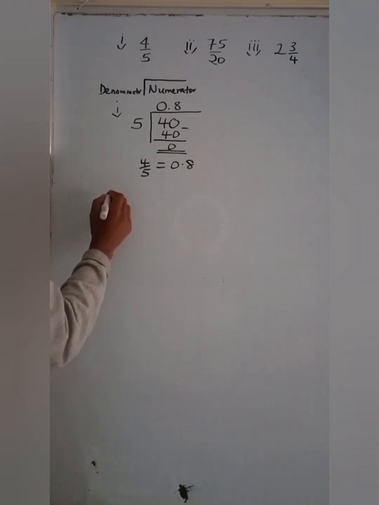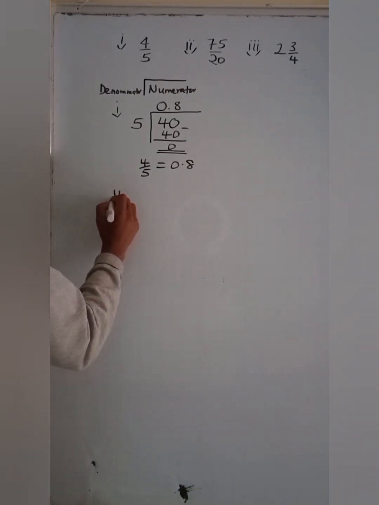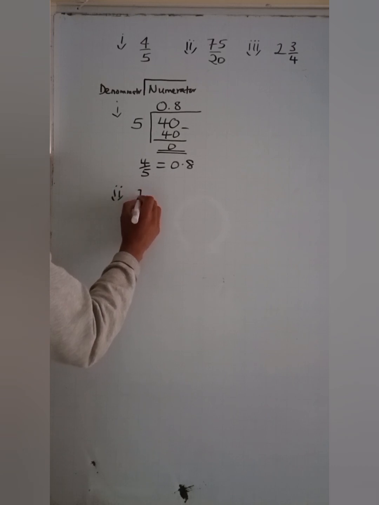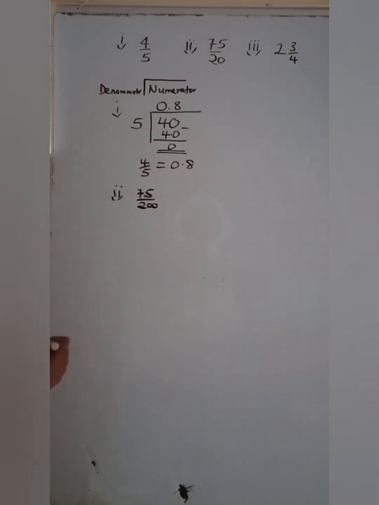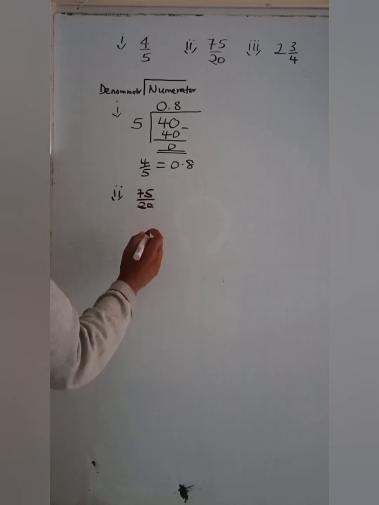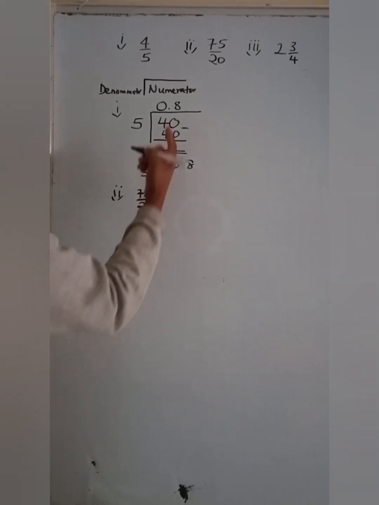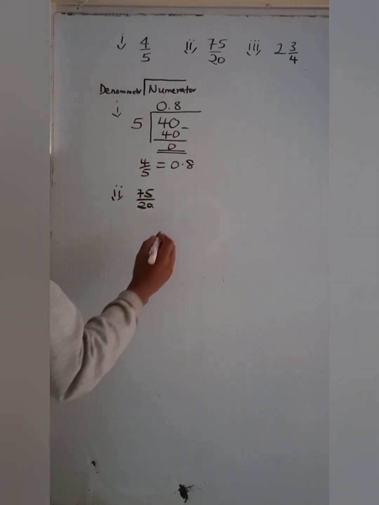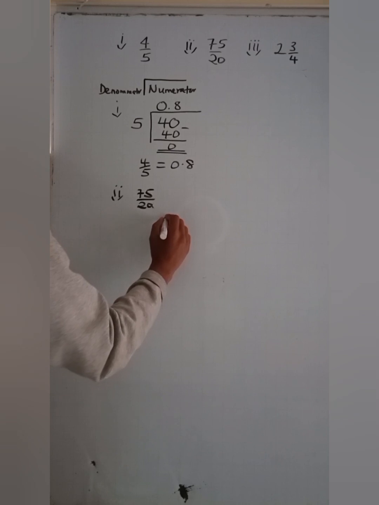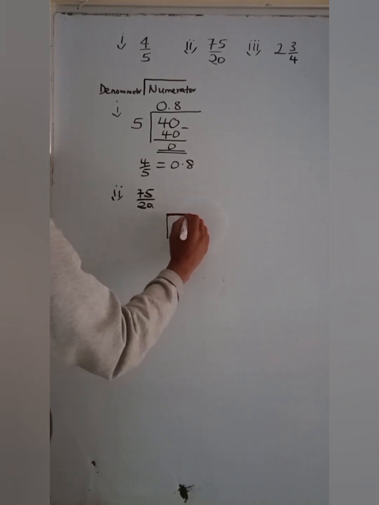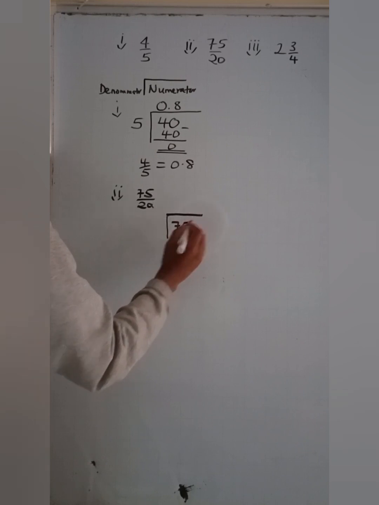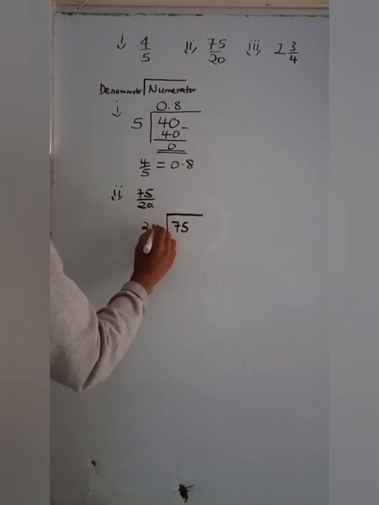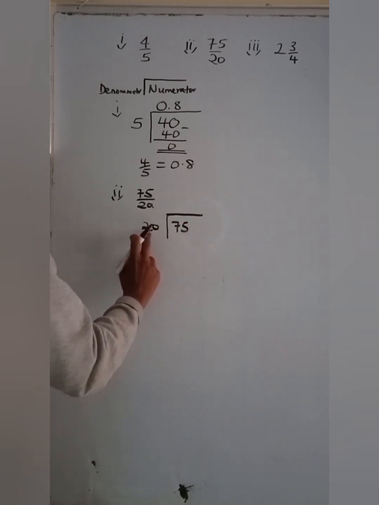The second question is 75 over 20. So the rule is simple. The same rule we use here is the one we shall use here. So we shall take the numerator inside. The numerator is 75. The denominator is 20. 75 divided by 20 gives us 3.